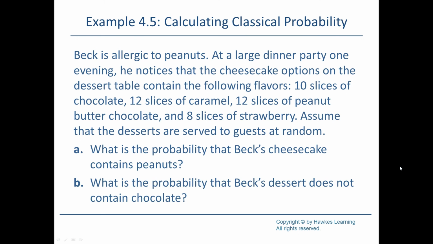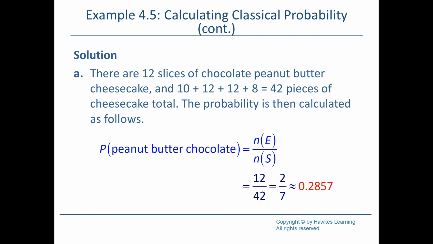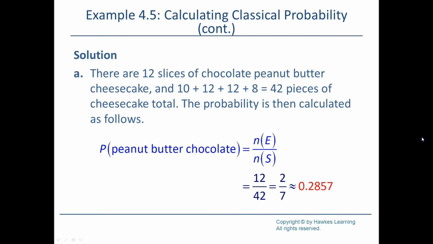And what's the probability that Beck's dessert does not contain chocolate? That's going to be 12 plus 8 divided by 10 plus 12 plus 12 plus 8. In the first case, it's because 12 of those, the numerator 12, contain peanut butter. And in the second case, it's numerator of 12 plus 8 does not contain chocolate. However, were I Beck, I wouldn't eat cheesecake at all because even a 28% chance is not worth it.